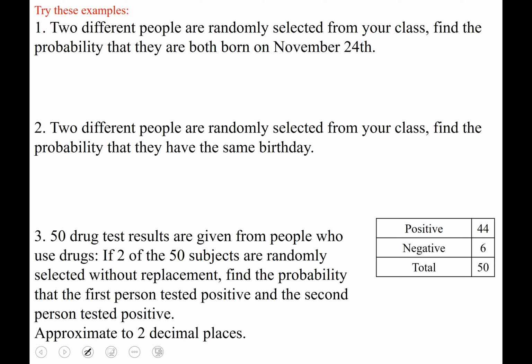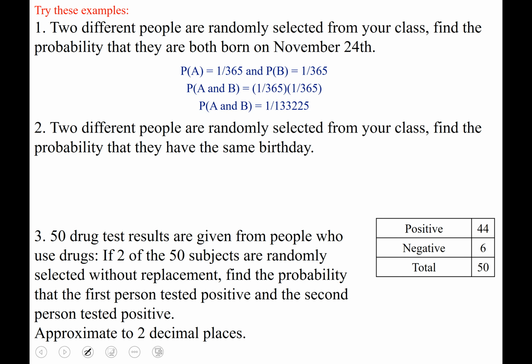All right, I would like you to pause this video now and try these 3 examples. All right, welcome back. Let's see how you did. For number 1, if you put 1 over 133,225, you got it right. And they didn't ask us to approximate. That's why we're giving that exact answer there. If you did not get it right, walk through the steps here.